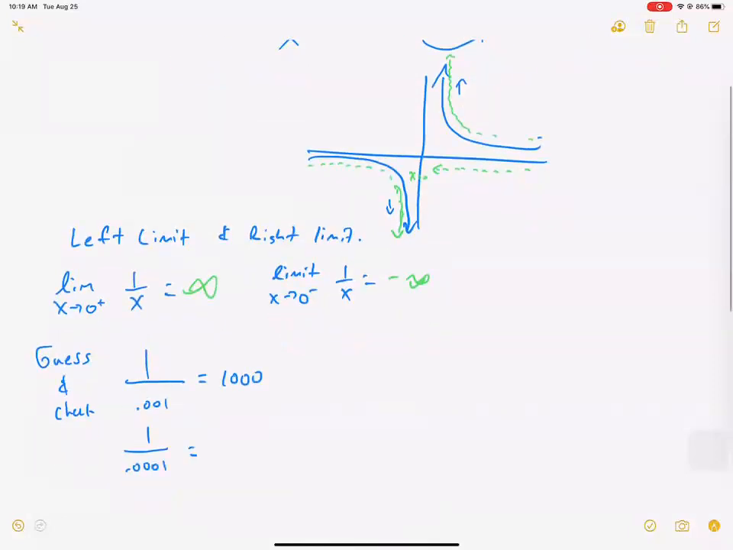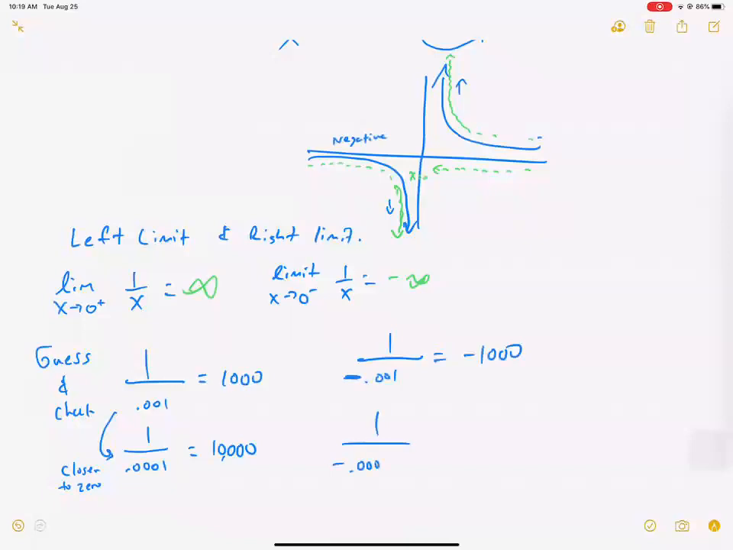If I plug in 1 over 0.0001, as I'm getting closer to 0, the number gets even bigger. And that kind of gives me a trend. The trend is that I'm getting closer to infinity. If I want to approach from the left-hand side, 0.001 from the negative side, right? These are all negative numbers here. This would just become negative 1,000. And 1 over negative 0.0001 would give me negative 10,000.